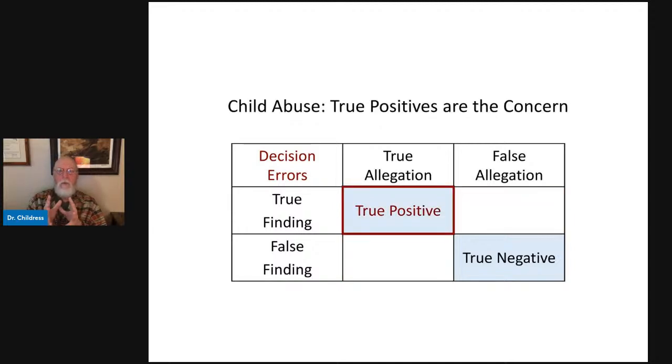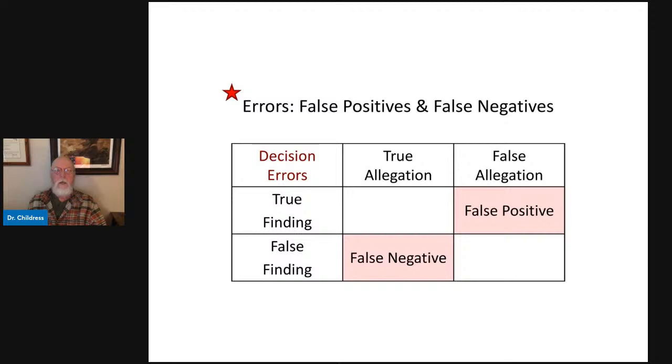Now, the concern with child abuse, the one that we are looking at, the box, is the true positive. That's the one we're concerned about. There's a true allegation and our finding comes back true. We need to protect the child. The errors are the false positive and the false negative diagnoses, and those are the ones we would want to avoid.